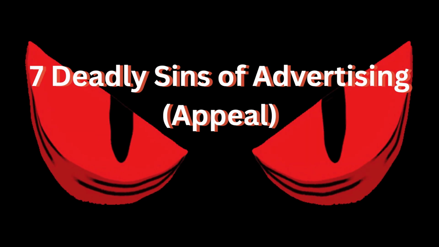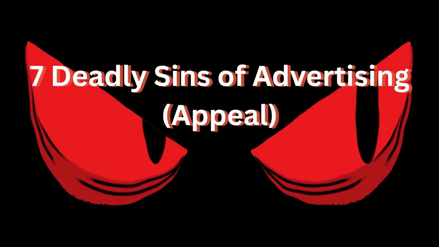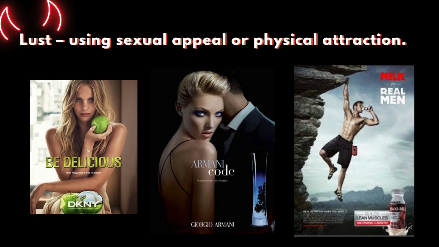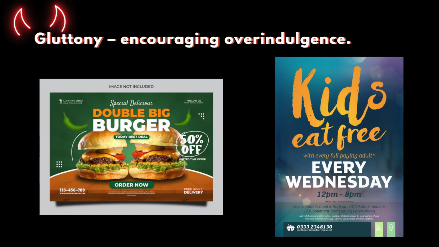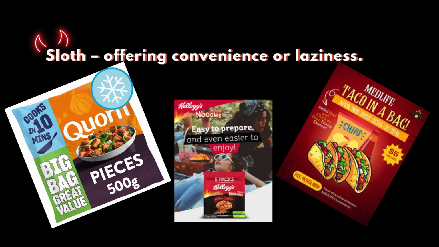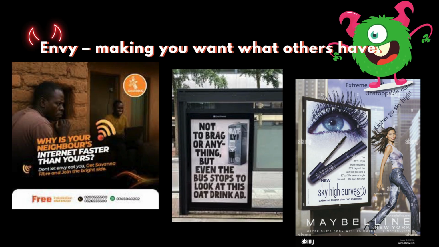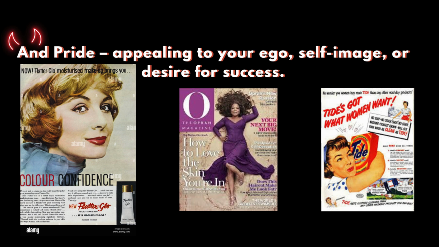Next up, the 7 deadly sins of advertising. These emotional appeals are powerful motivators. Lust, using sexual appeal or physical attraction. Gluttony, encouraging overindulgence. Greed, selling the promise of wealth, power, or status. Sloth, offering convenience or laziness. Wrath, triggering outrage, especially in political ads. Envy, making you want what others have. And pride, appealing to your ego, self-image, or desire for success.